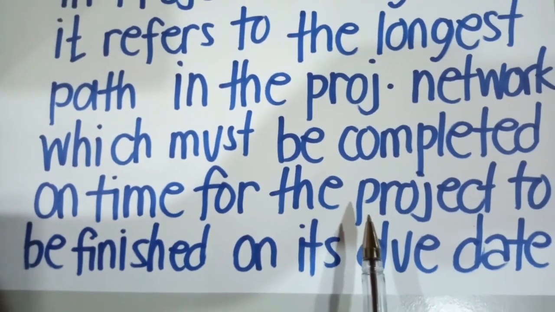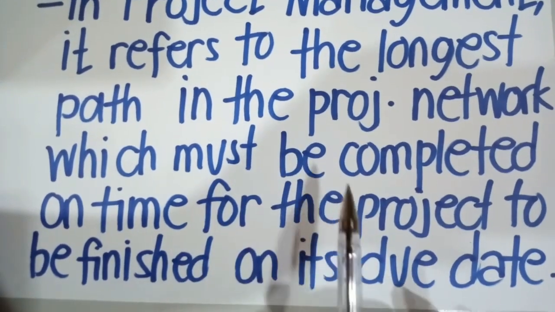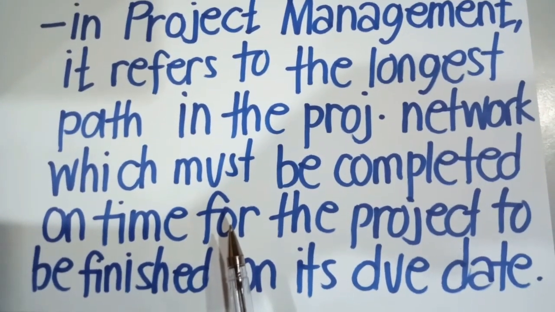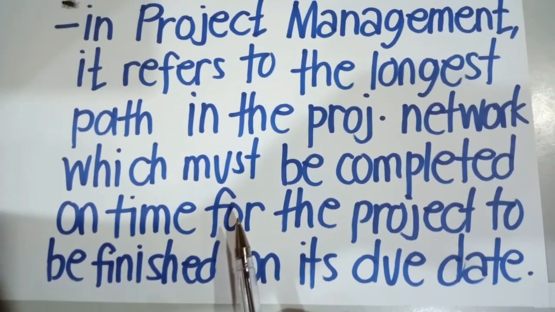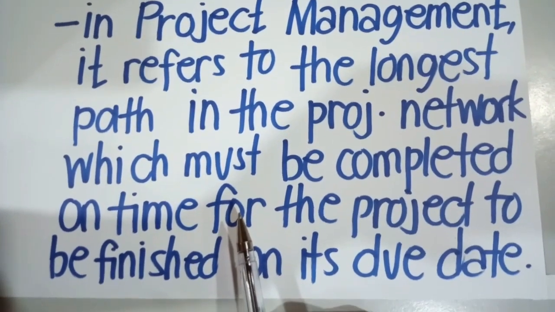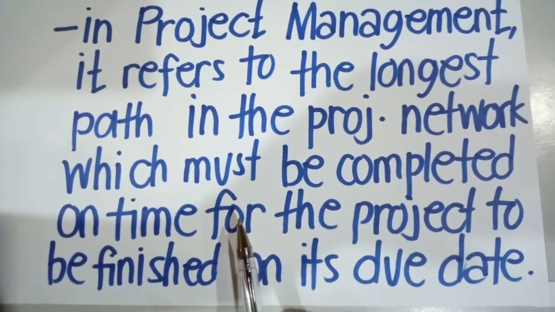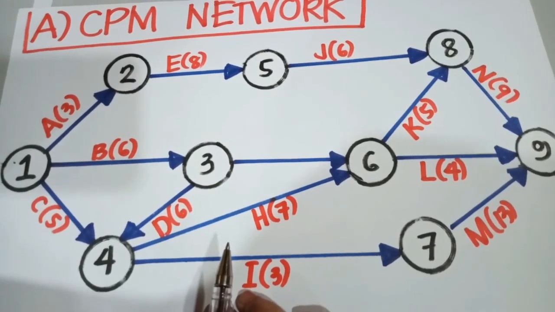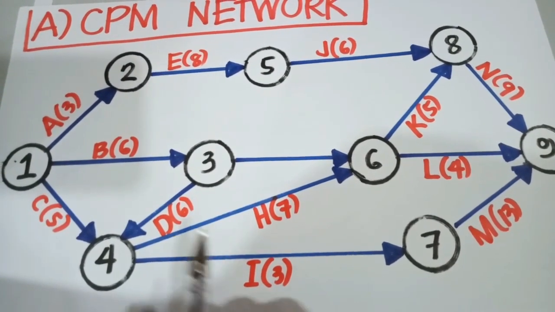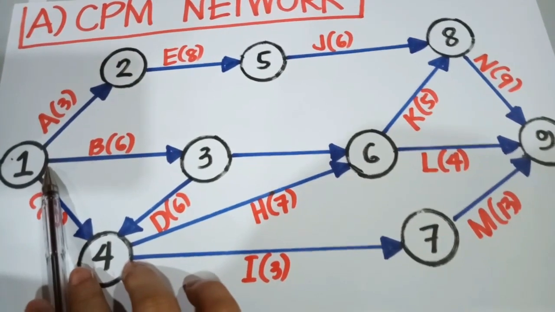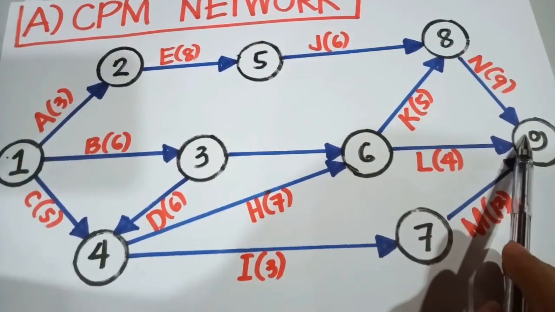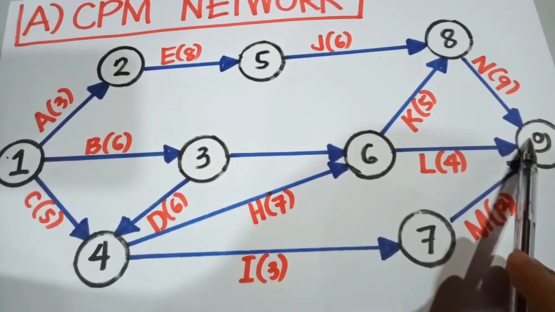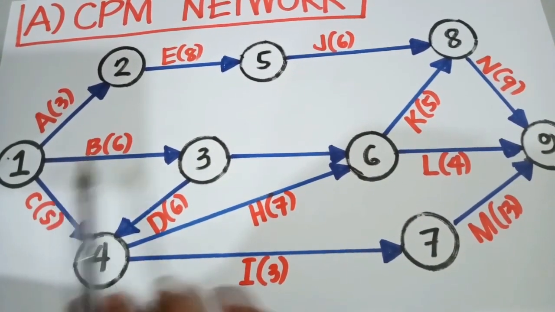Now, it can be identified by listing all of the possible paths from the beginning node to the ending node of the project. And after having selected all the possible paths, the final step that we need to do is to select the path with the maximum sum of activity times on that path. As you can see on our network diagram, our starting node is node 1 and our ending node is node number 9, correct? Now what we need to do is to find all the possible paths that start from node 1 and end at node 9.